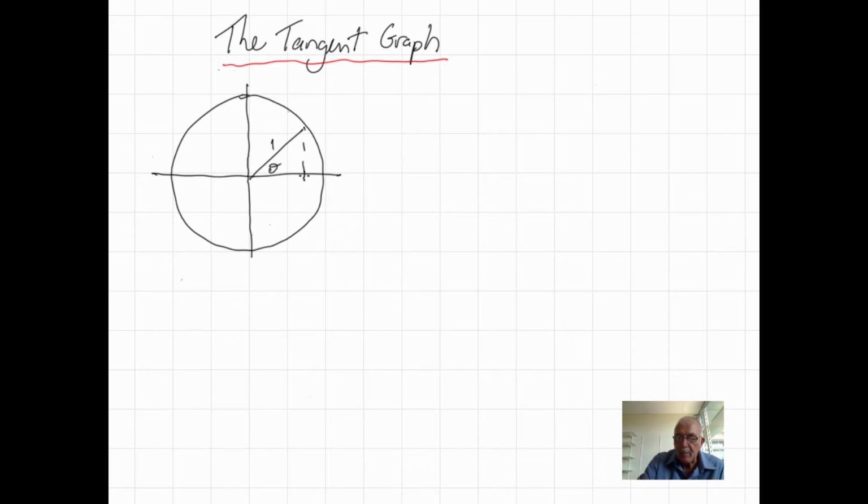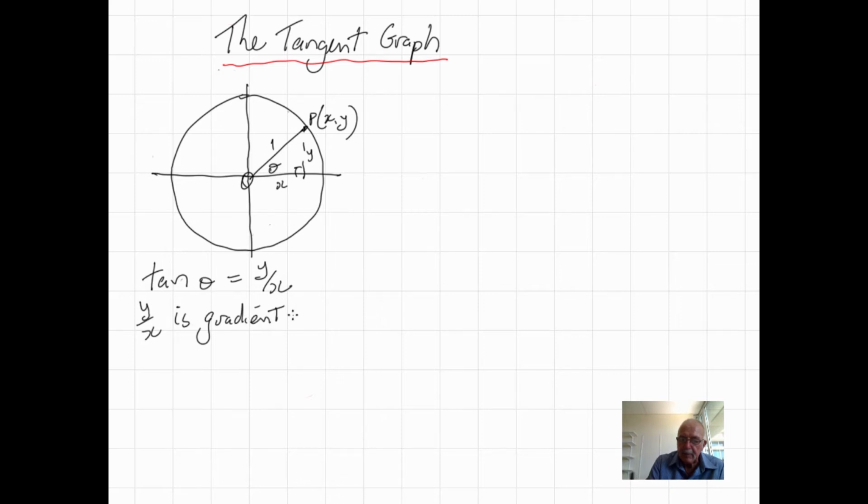Theta, we've got point P out here, and that is my y coordinate, and that is my x, so x, y. It's a right angle triangle that's got a length of x and a length of y. And we know from work we've done with the unit circle that the tan of theta is equal to y over x. Now if this is the origin, y over x is the gradient of OP. So the gradient of that line is simply the rise over the run, which is the y over the x.